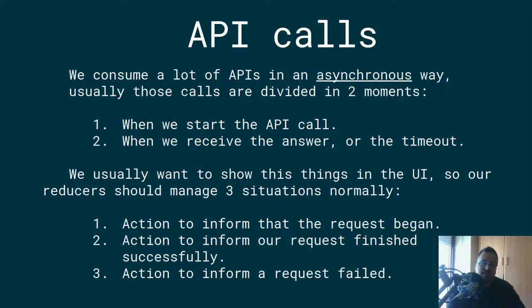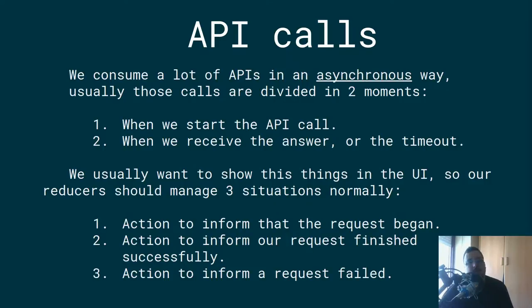For working with API calls, we have to think, okay, now we have to wait for the answers. We have to start the call, wait for that call, and receive the answers. And the answer can be a timeout, an error, or just the content. So we have to think in different ways when we begin to deal with asynchronous code in Redux, if we want to manage it with a good user experience.